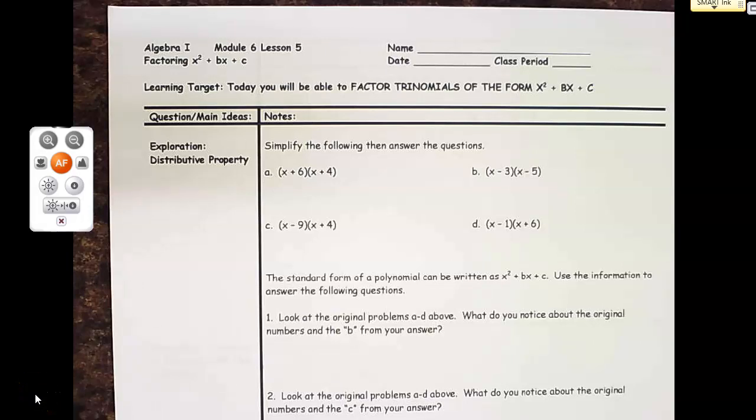Good morning, students. Today we're going to be looking at Module 6, Lesson number 5. And today you will be able to factor trinomials of the form x squared plus bx plus c.